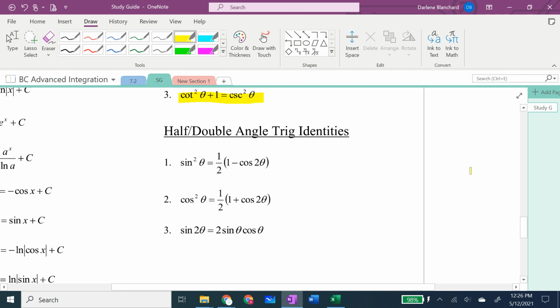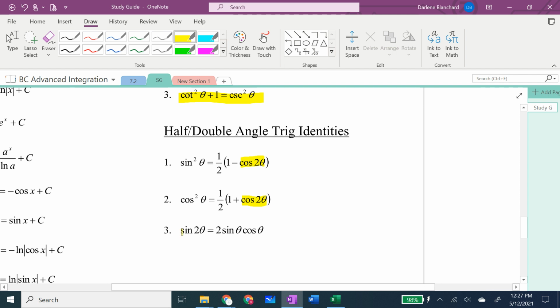For the other trig identities that you want to be ready with, these are the two that I was just talking about. And I also showed you how you can use them to come up with the trig identity for cosine 2 theta if needed.